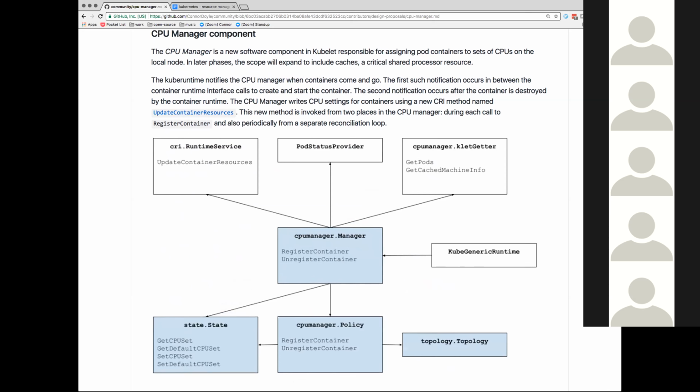And then, generally speaking, if we ever supported in-place vertical resizing of pods, wouldn't we still need the same method? Yes. Okay. Yeah, so I think vertical pod autoscaling would be the other user of this new API.